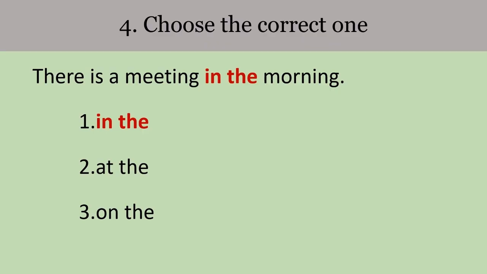Here the first choice is correct. There is a meeting in the morning. Morning, afternoon, evening, time divisions of a day, we always use the preposition in. At we use when we are saying time. At 5 o'clock, at 3 o'clock, and so on. On we say when we are referring to the day. On Monday, on Sunday, etc. So in the morning is correct.